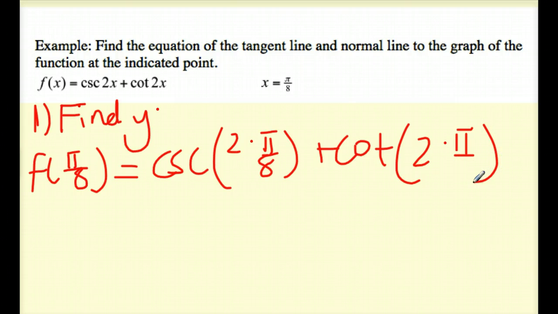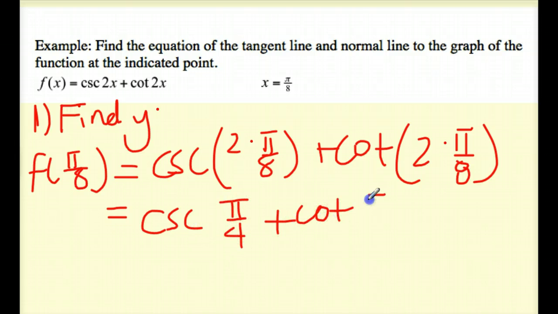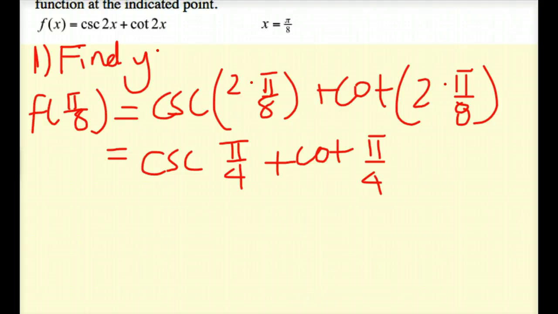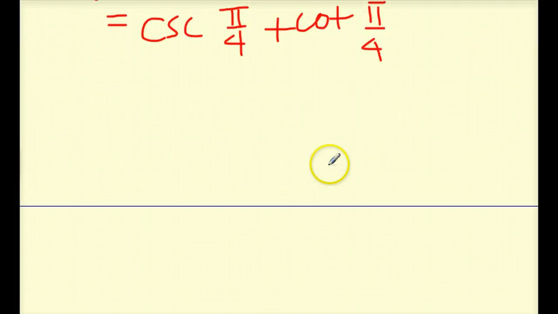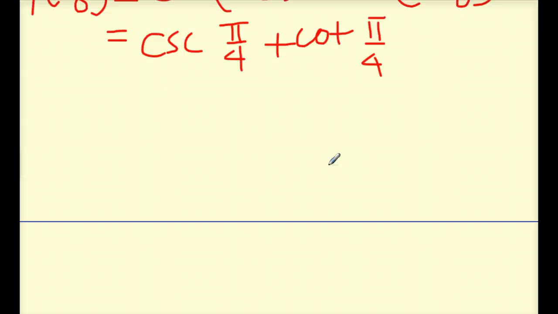And if we take a look at this, I think I forgot my 8 right there. I simplify it and I get cosecant of pi over 4 plus cotangent of pi over 4. So you're going to have to solve for these. Whether you memorize them or you learn how to do this with a graph, let's actually take a look and see what this is like. So I'm going to draw my little graph right here.